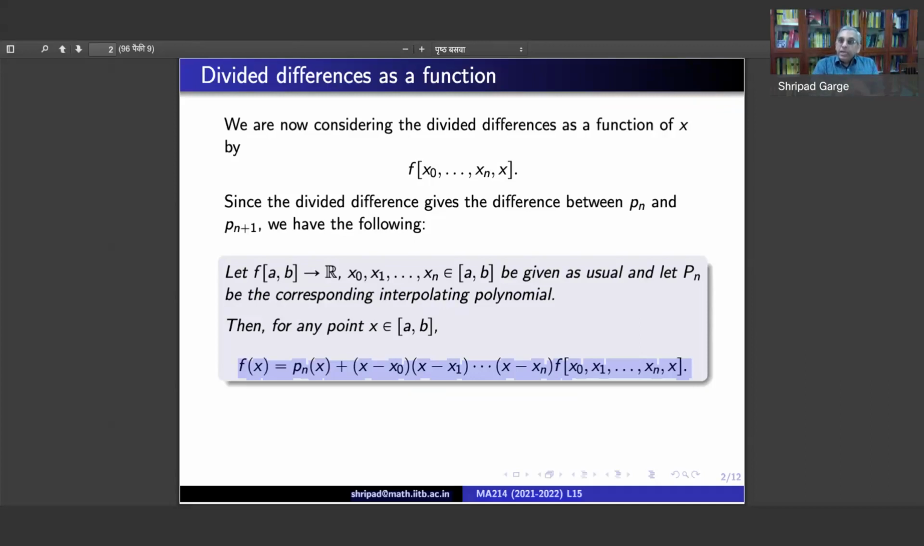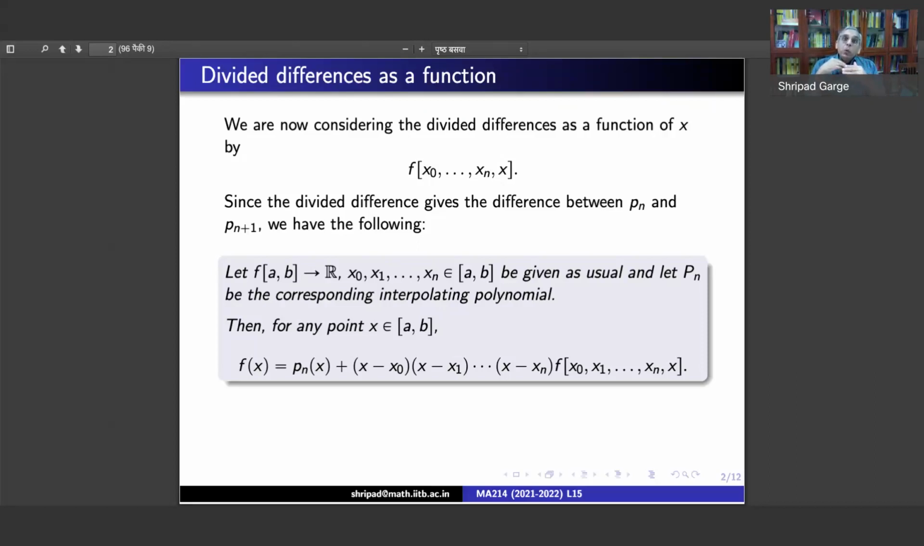So this will need a proof, and as usual, we are not going to do too many proofs in this course. So this proof will not be taken up. But this is the formula which tells us that looking at divided differences as a function has this extra benefit that you can write down the error form in terms of the divided differences. Okay. So this was about divided differences. We have several applications already of this approach.